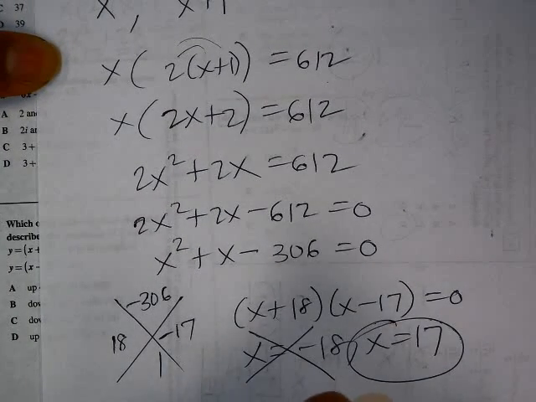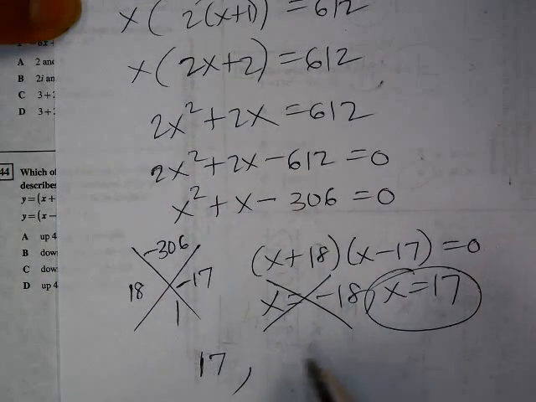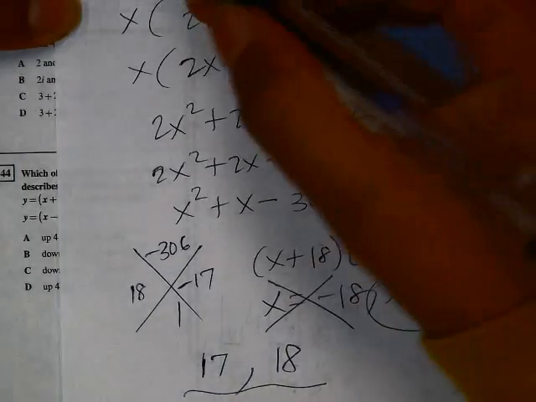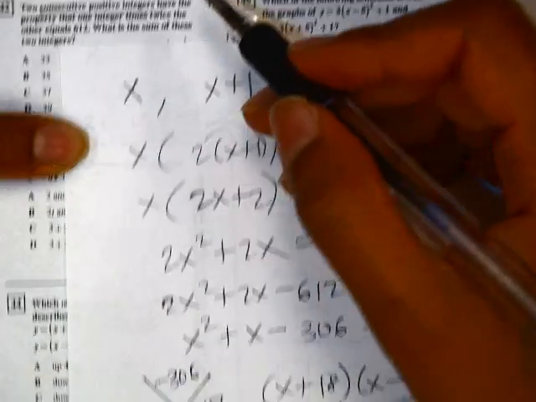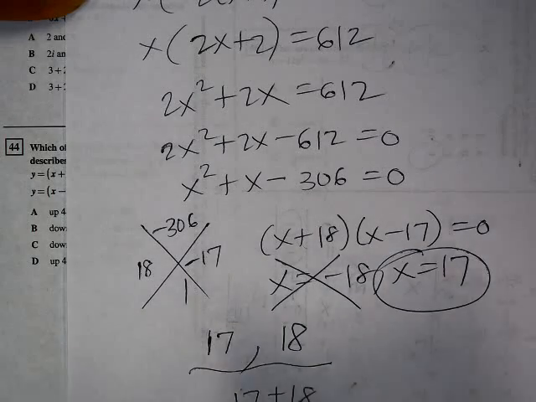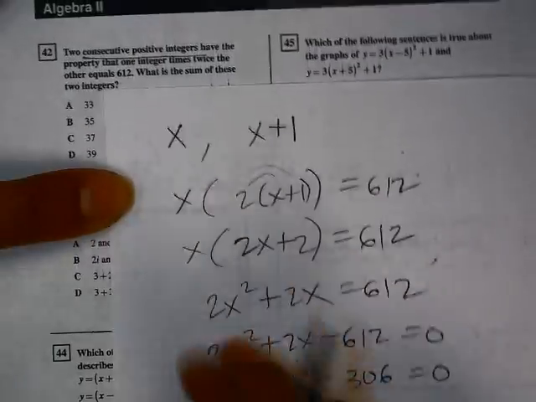If x is 17, the next consecutive integer would be x plus 1, or 18. So these two integers, we're asked what is the sum of these two integers. So 17 plus 18 would give us 35, which would be answer B.